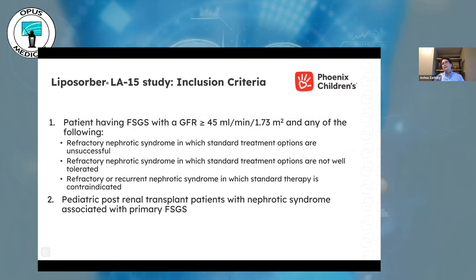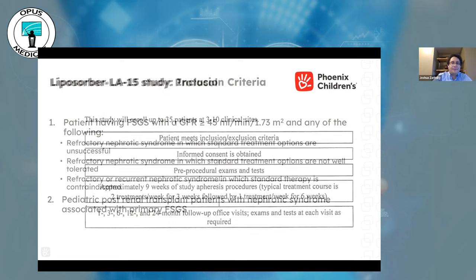And as part of the approval, the FDA mandated both a pediatric and an adult study, this post-approval trial study, basically two entry criteria. One is you have FSGS with a GFR greater than 45, and you really were at the end of the line. That is, you had refractory nephrotic syndrome in which the standard treatment options were unsuccessful. And then you can see below, any post-transplant patient with nephrotic syndrome is eligible to enter the trial.